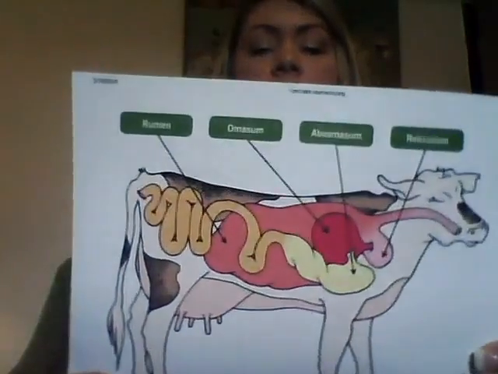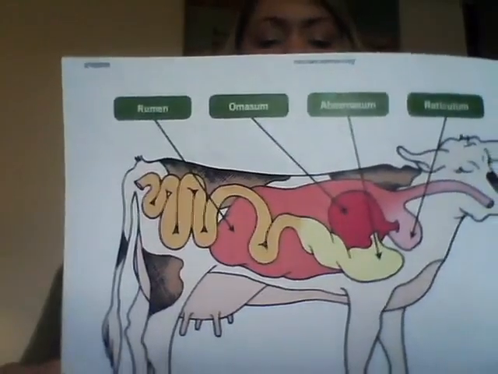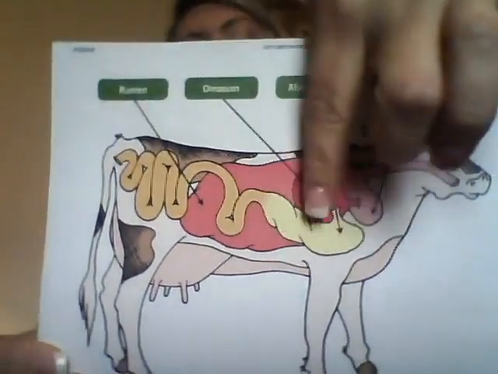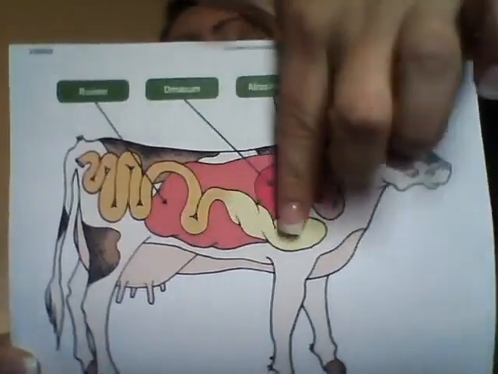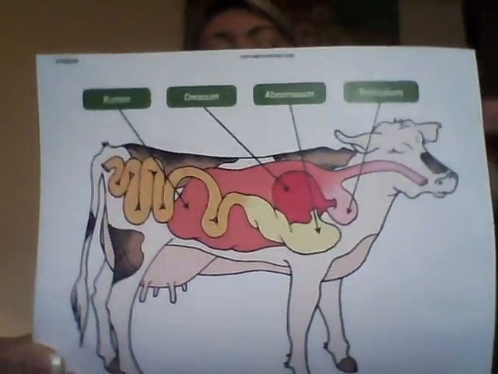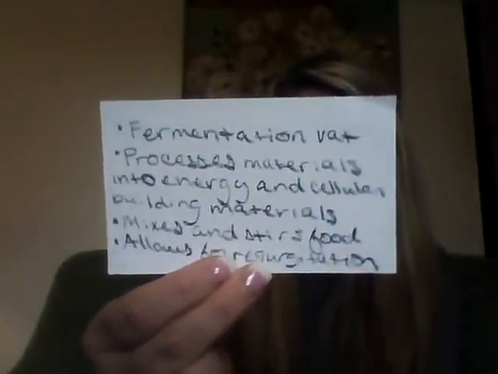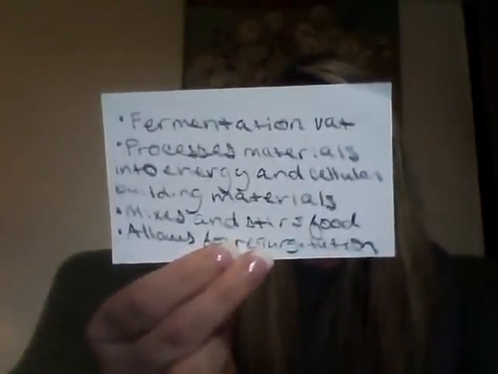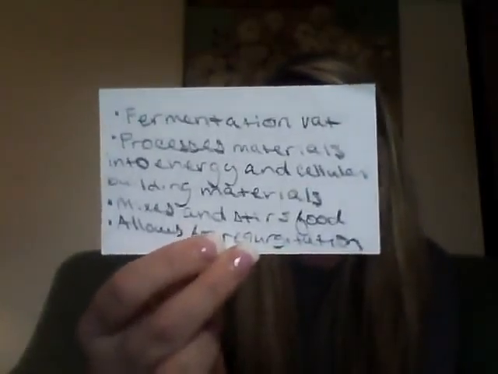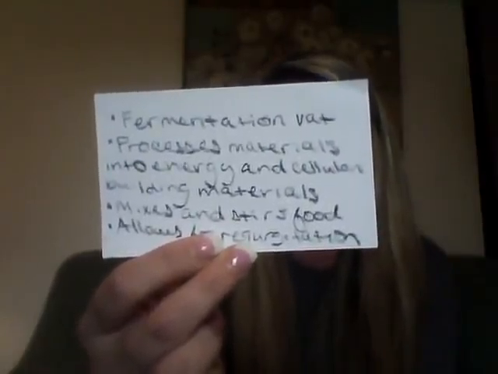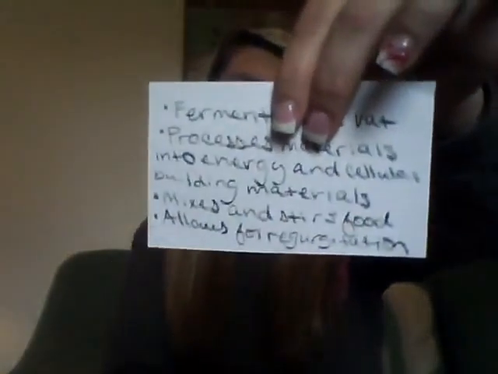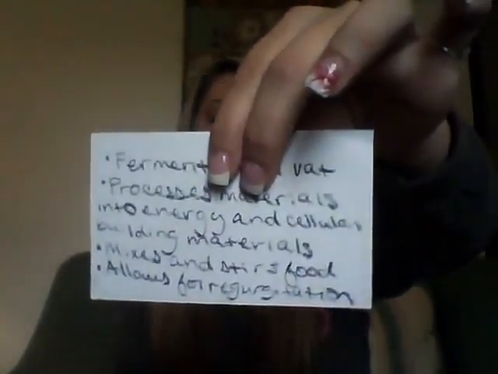Then we have the rumen of the ruminant stomach, which is the largest part of the stomach. It's this kind of darker pink area here. The rumen of the ruminant stomach serves as a fermentation vat. This fermentation vat processes materials into energy and cellular building materials. It also mixes and stirs the food. This part of the stomach of the ruminant animal allows for regurgitation and eructation. Eructation means burping.